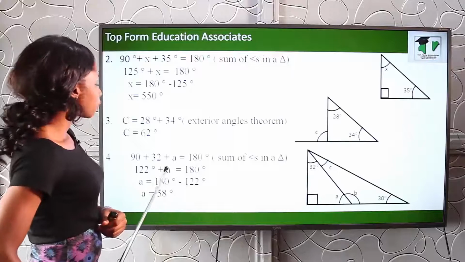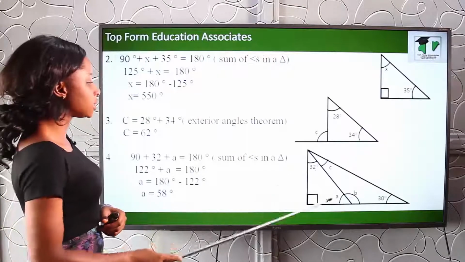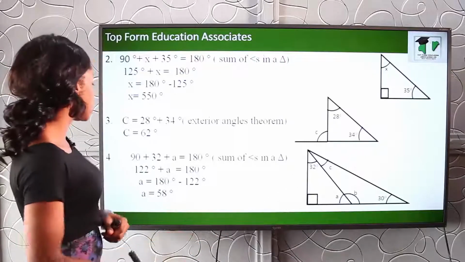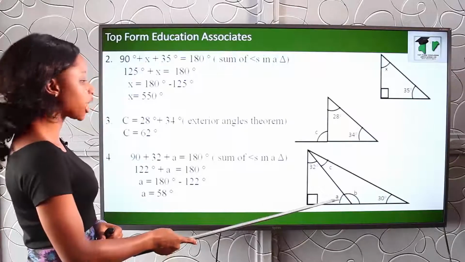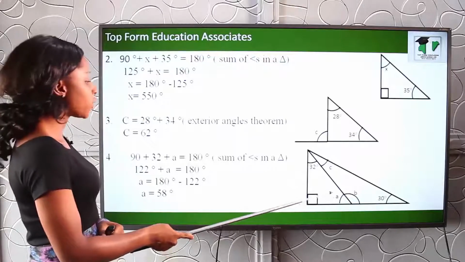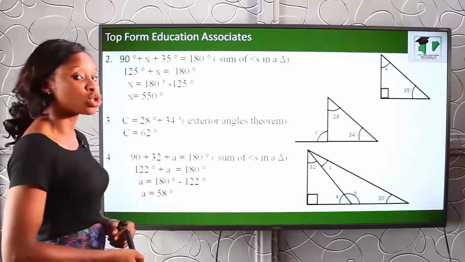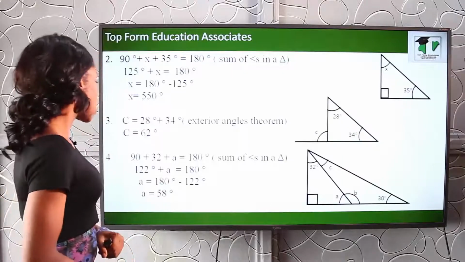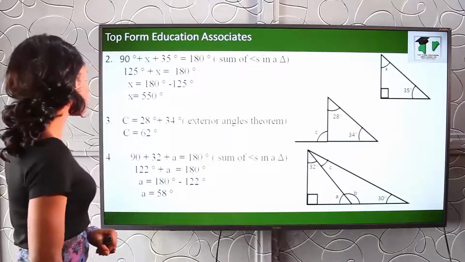Number 4, we're asked to find the value of A, B, and C in this diagram. First of all, to get the value of A, we're going to sum everything to 180 degrees. Why? Because the sum of interior angles equals 180 degrees. The sum of angles in a triangle is equal to 180 degrees.